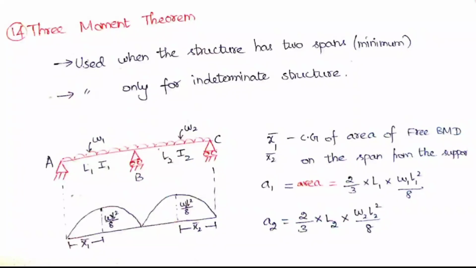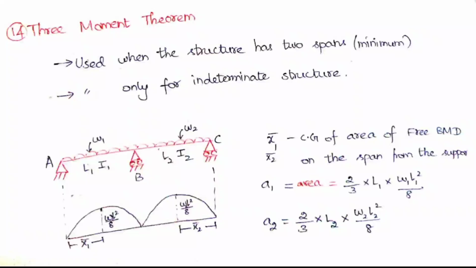So here an example is given. This is a continuous beam with two spans. Here first what you should do is draw the free bending moment diagram. Free bending moment diagram means it is for each span. You should not join the whole structure and draw a combined bending moment diagram. You should draw the bending moment for each span separately.